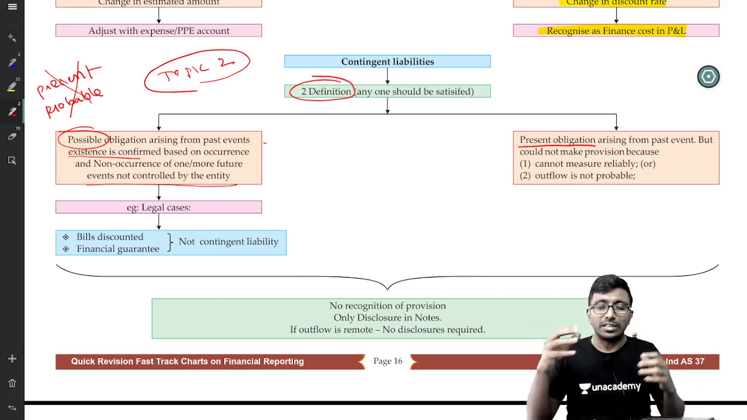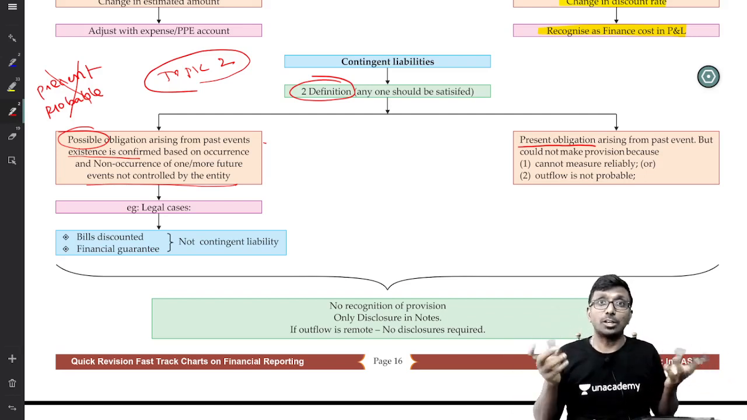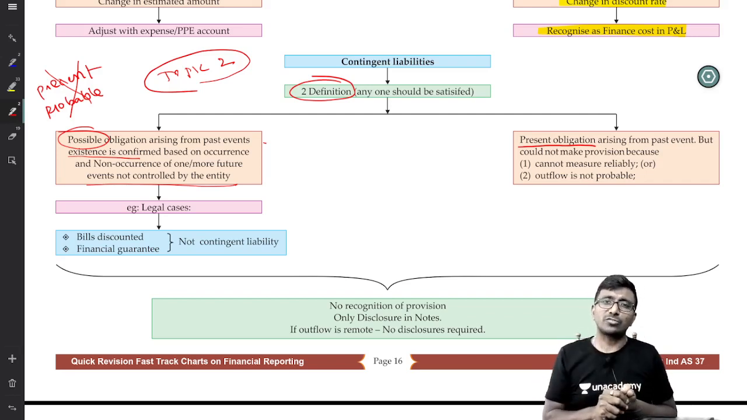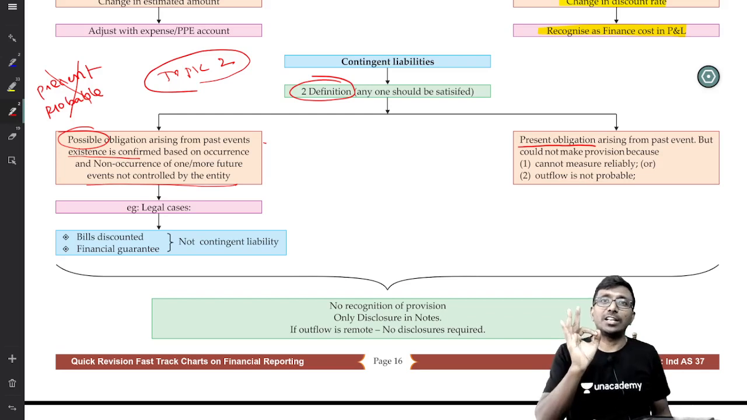Correct, na? Right. Is it probable to pay out? It is doubtful. Not probable. So that means the second condition is not satisfied. Next, can you tell me at least how much could be the provision amount? Can you measure the amount reliably? That is also a doubt, sir. I don't know. When you say I don't know, then at least you show it as a contingent liability.